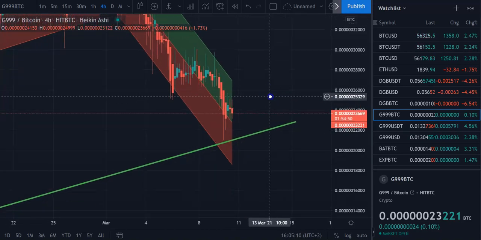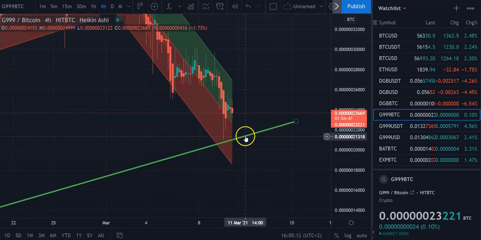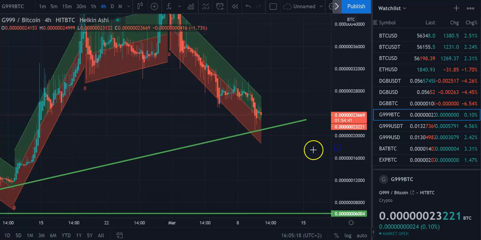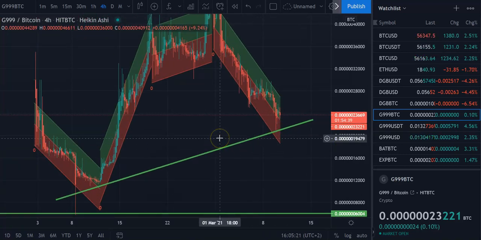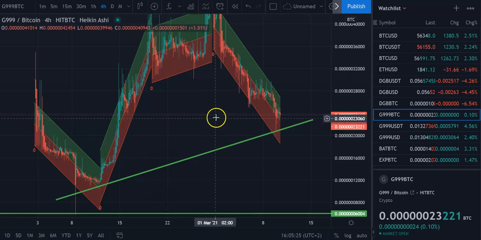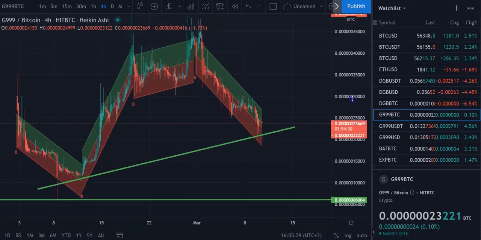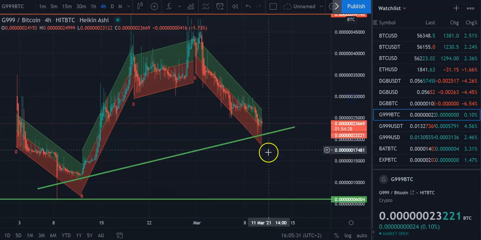If the coin does have to come down and retest it and possibly break through this support line, then I might be getting a little bit worried and wondering what's going on with the coin, because then it would be clear that the bulls are not in control of the coin, and we could see the price maybe even drop a little bit lower. That wouldn't be a good thing.